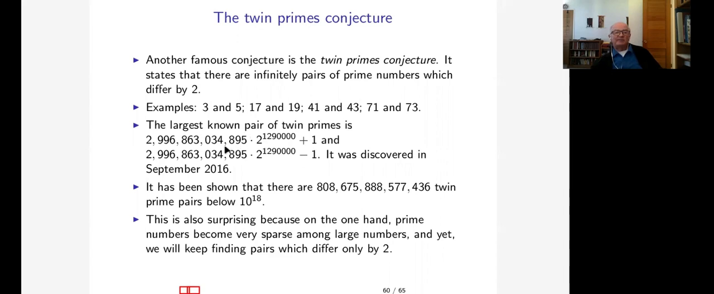The largest known pair of twin primes is this. This number, which is 2 trillion, I believe. No, 2 quadrillion, 1996 trillion, this many, no, trillions, billions, millions, times 2 to this huge power. So you take this plus 1, and this minus 1, they both turn out to be prime. This was discovered, of course, by computers in September 2016. And it has been shown that if you take all the numbers up to 10 to the power 18, which is a huge number, then there are this many pairs of twin primes. So this is a very, very intriguing conjecture.